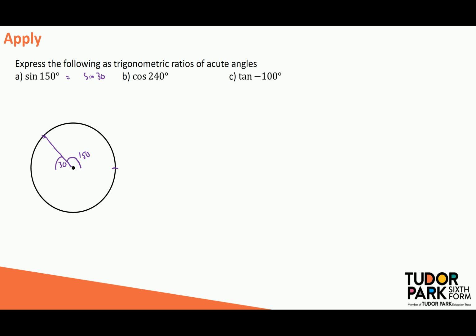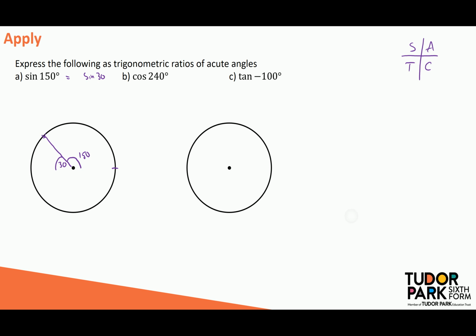Now I should just check that the signs marry up, and by signs I mean positives and negatives this time, and we do that again by thinking about cast. Now in this second quadrant, sine is positive, so sine of 150 is the same as sine of 30.